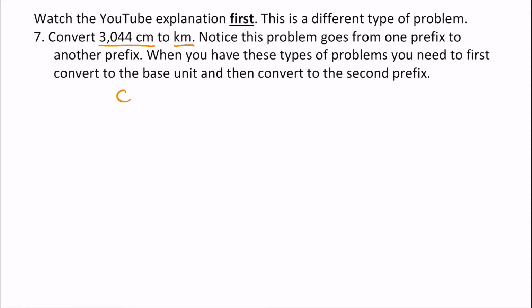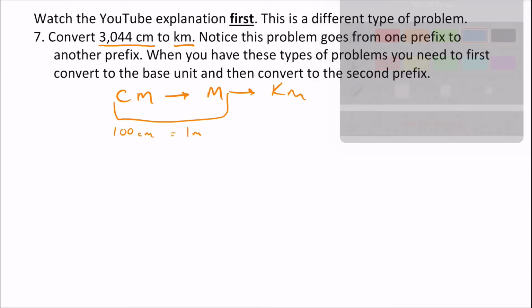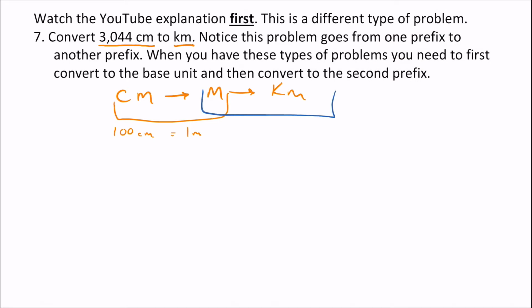So for example, centimeters is what's given. So you're going to have to first convert it to meters, then you can convert it to kilometers. And there's a couple reasons for this. One, you know the conversions between centimeter and meter. It's 100 centimeters equals 1 meter. You also know the conversion between meters and kilometer. In this case, we have 1,000 meters equals 1 kilometer. So these are our two conversion factors we're going to use for this problem.